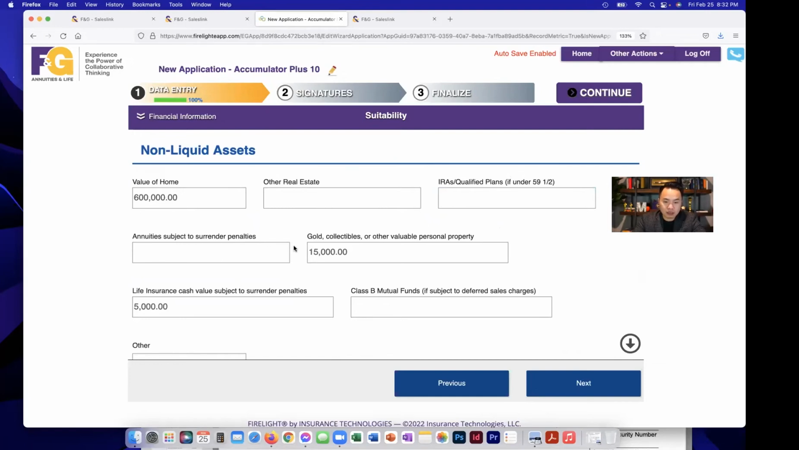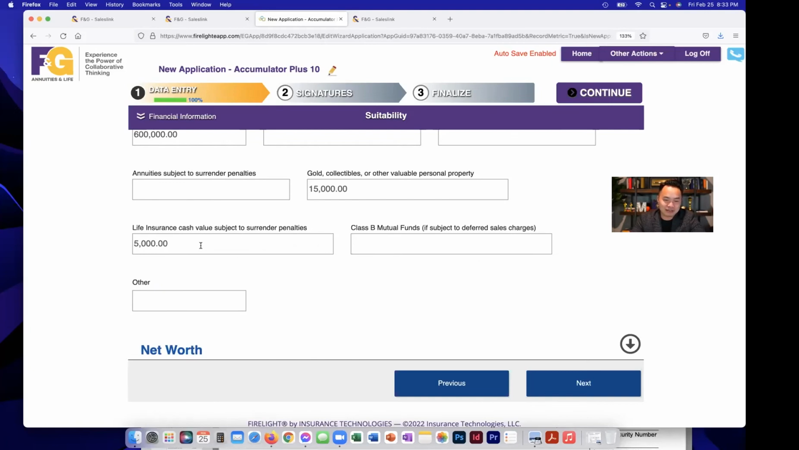Annuities, nothing here. Gold, collectibles, and other valuable personal properties: like TZ, he has a lot of cameras, he can put $25,000 in there for all his camera equipment, and he leaves nothing for jewels and collectibles for Pahua. She has zero because they spend all of their money on TZ's cameras and drones. And then you put it right in here.